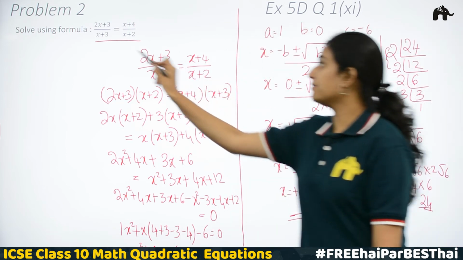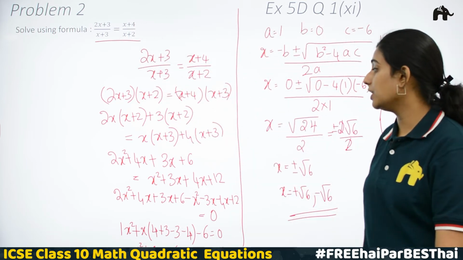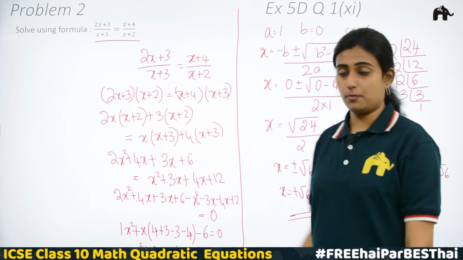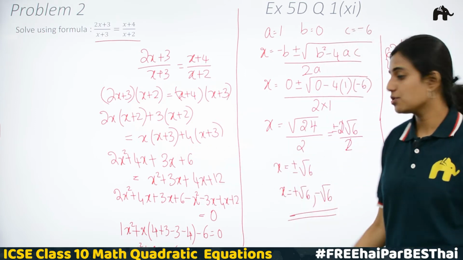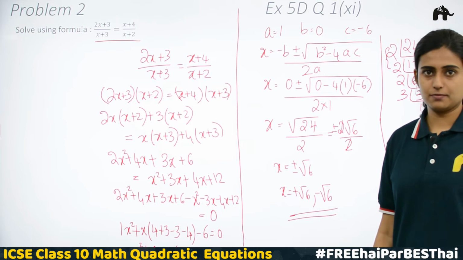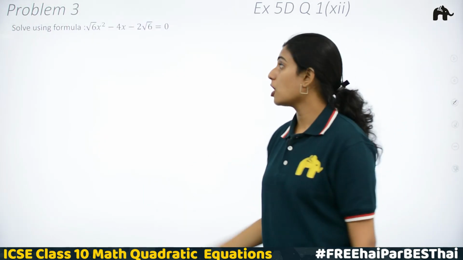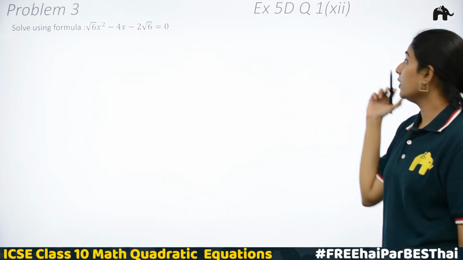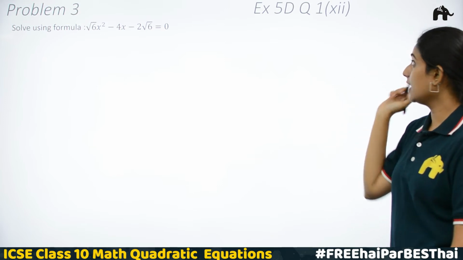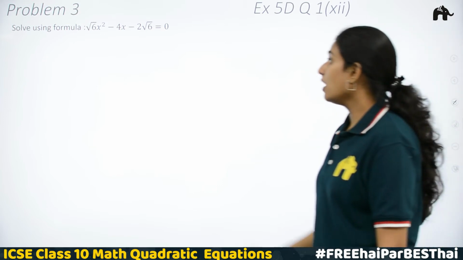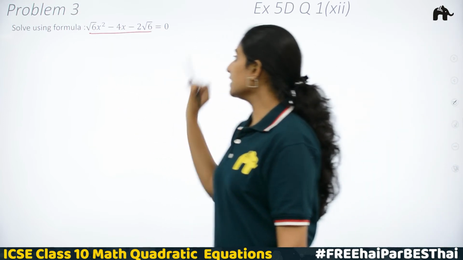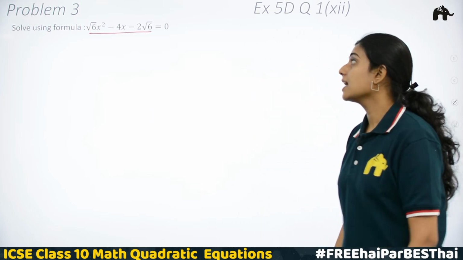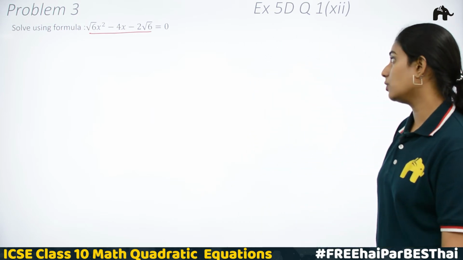Here we had fractions. We first converted into the quadratic form and then solved to find the values of x. Let us solve another problem. Problem 3, sub-question 12 of question 1, exercise 5D. Solve using formula: root 6 x square minus 4x minus 2 root 6 is equal to 0.